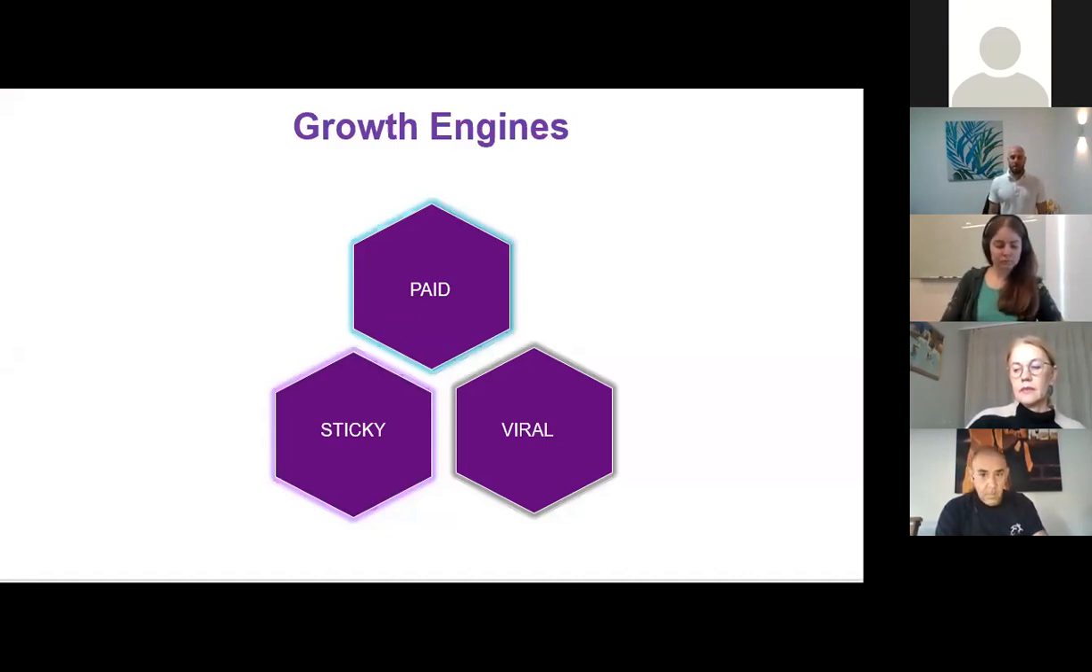Let's start with the most common one that you're probably all familiar with and probably use, the paid growth engine. The paid growth engine is the most common engine. It literally means that you pay to get new customers. You buy advertising, you pay commission to affiliates, you hire a PR agency, invest in public relations, employ a sales team. So actually, take your money out of your pocket and invest.